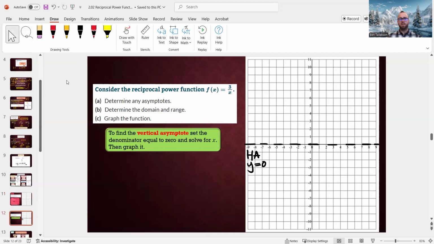Okay, we have our horizontal asymptote right there on the x-axis. The equation of that line is y equals 0. Now it's time to find the vertical asymptote. You had practice with this already today, so try it for yourself. There's a reminder that you just set the denominator equal to 0 and solve for x. So do that first and then graph it, please.